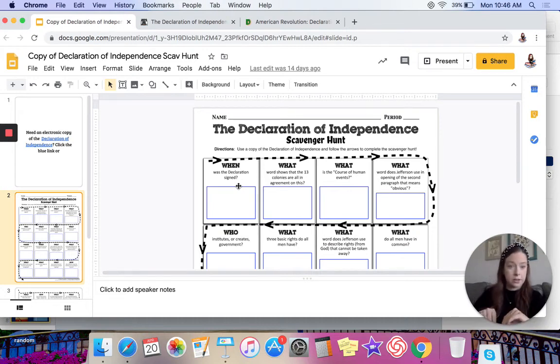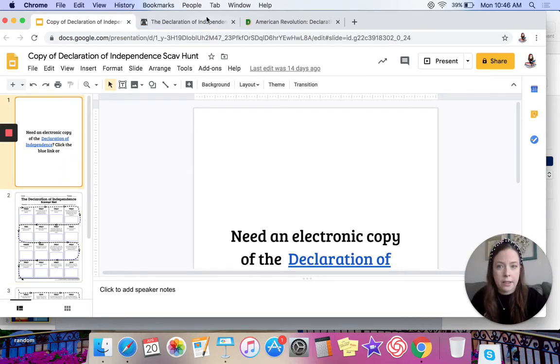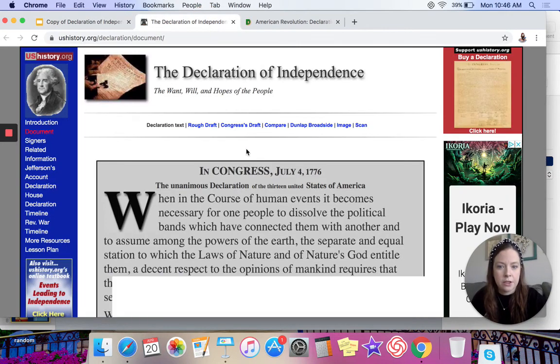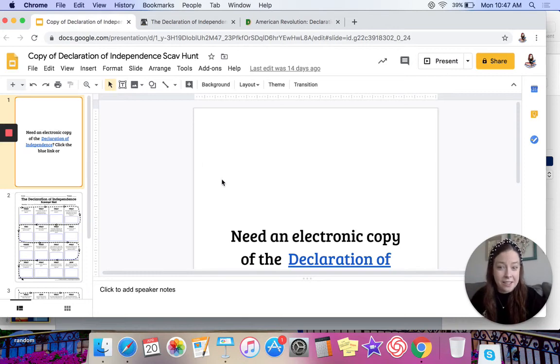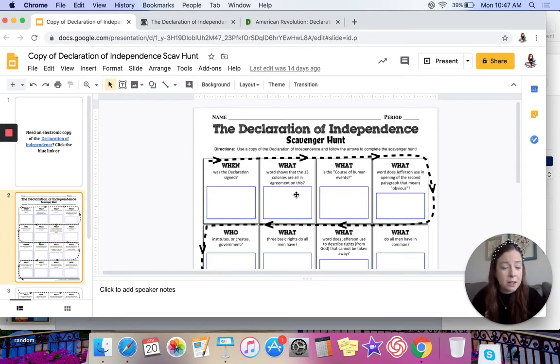Now, boys and girls, you have two ways to look at the Declaration of Independence. The first one, it's right here in your packet. The second, if you see right here, you have a link, and that link will bring you right to the Declaration of Independence. And I'll show you guys the first answer. In Congress, July 4, 1776. So what do you need to write in that little box right here or right here? That exact answer.